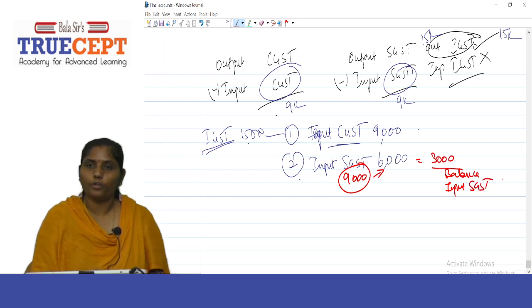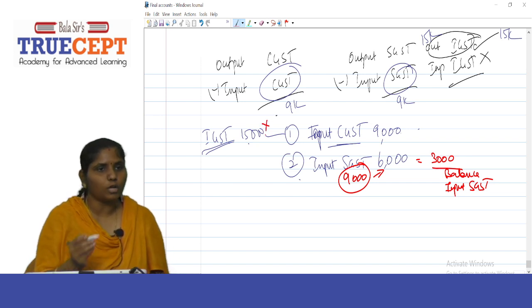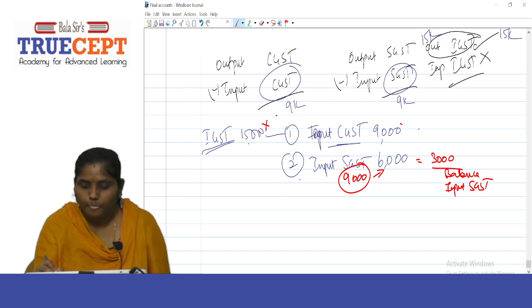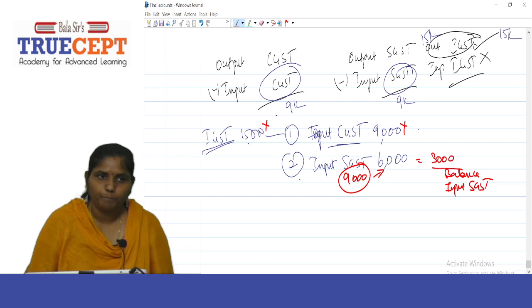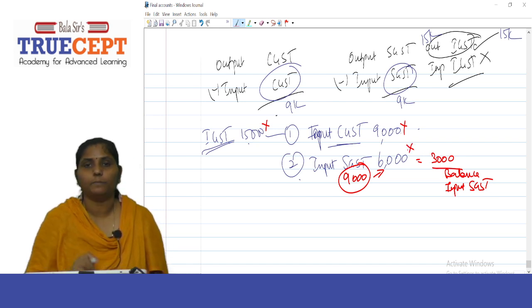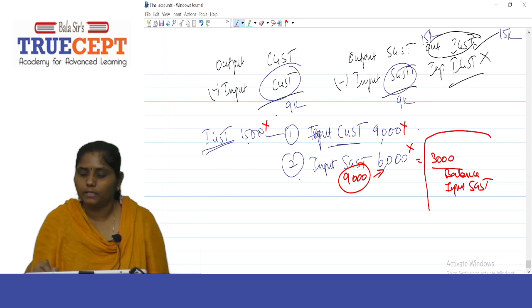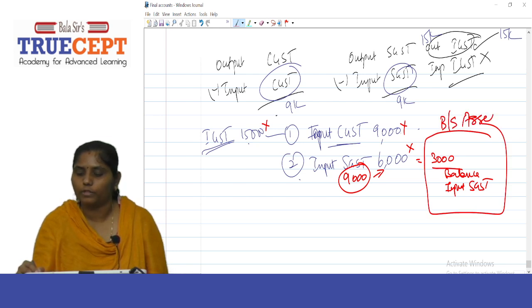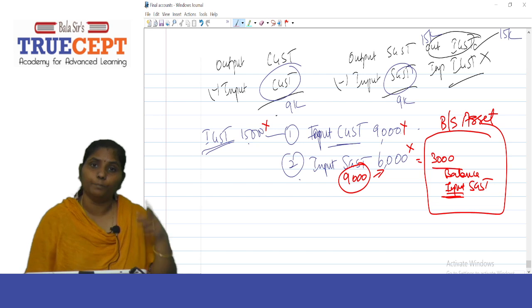SGST. Now, if you see, this output I don't have to show in the balance sheet because it is adjusted against what? Adjusted against the input CGST of 9,000 rupees. And also second, I have adjusted 6,000 rupees towards the input SGST. So what will come in the balance sheet is only the 3,000 rupees input SGST that will be shown on the asset side of the balance sheet. Why asset side? Because the amount available in the balance is input.